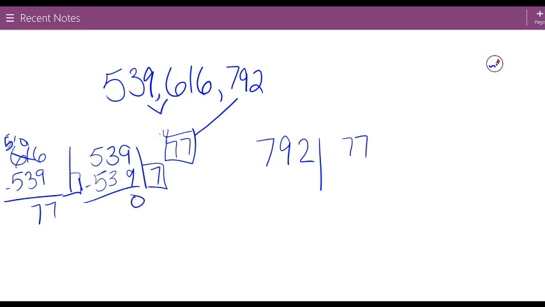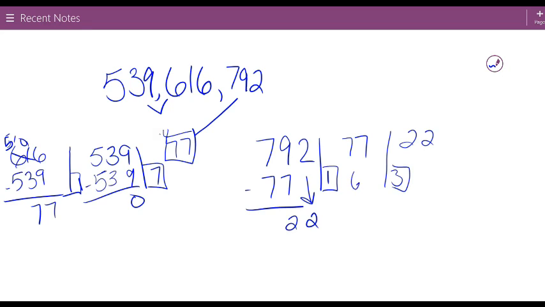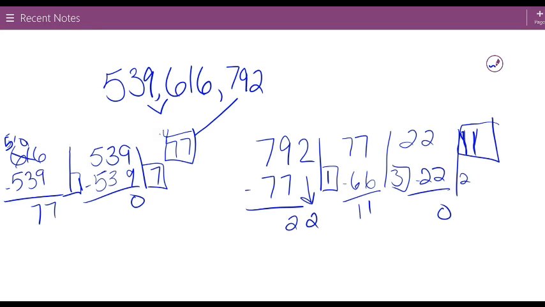Okay, so here we're going to do a 1, 77, subtract, and we're left with 22. Now, we're not traditionally done with this, but as we can't add on zeros, this 22 is our remainder, so we're going to bring that over here. All right, so we've got 3, 66, 11, 2, 22. We subtract, get 0. So our greatest common measure between all three of these numbers is 11.